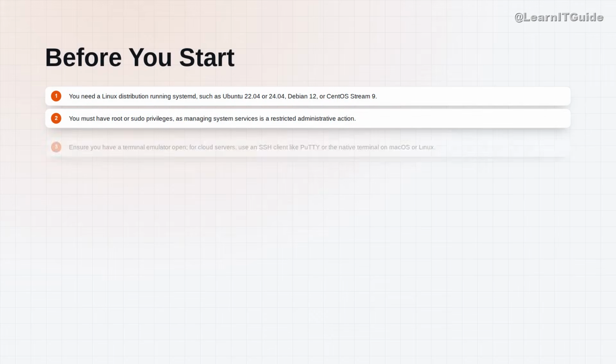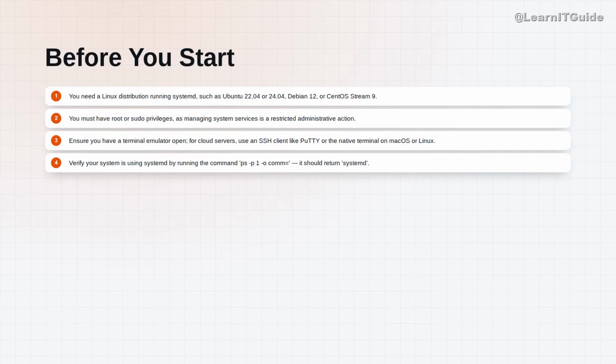Before we get into the technical steps, let us make sure you are ready. First, you need a modern Linux distribution like Ubuntu 22.04 or later. Second, you must have sudo access because modifying system services is a high privilege task. Third, make sure you have your terminal ready to go. Finally, verify you are actually on a systemd-based machine by running the command shown on screen. If it returns systemd, you are ready to follow along. Take a moment to review each point shown on screen.